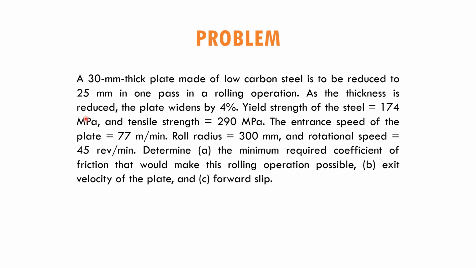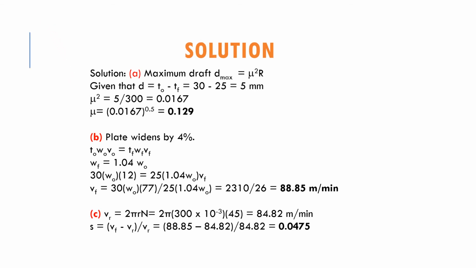Okay, now let us see how this question can be solved. It's already stated that for A, they want the coefficient of friction, the maximum coefficient of friction. So the only equation that we can use to calculate the coefficient of friction is D max equal to the coefficient of friction squared times the R, right?